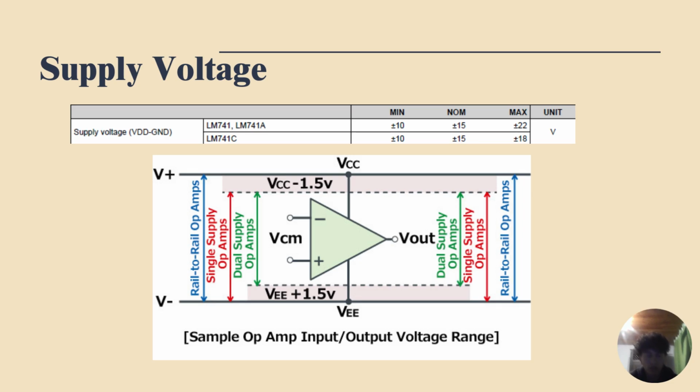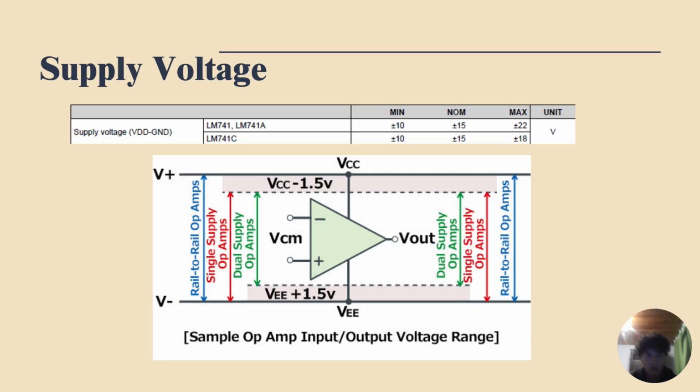If the supply voltage is too low, the op-amp may not function correctly, limiting the signal range and causing output distortion or clipping. On the other hand, exceeding the maximum rated supply voltage can damage internal components and permanently degrade performance. The choice between single supply or dual supply configurations also affects how signals are processed, with single supply requiring additional biasing to handle AC signals properly.